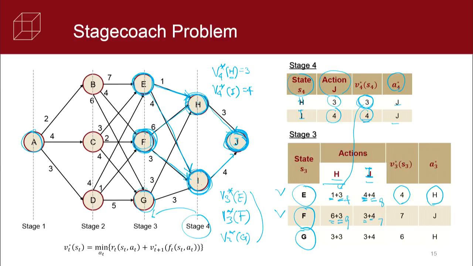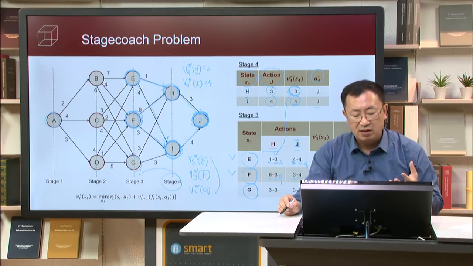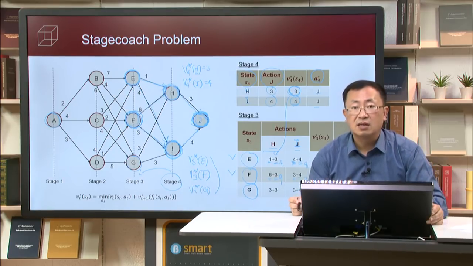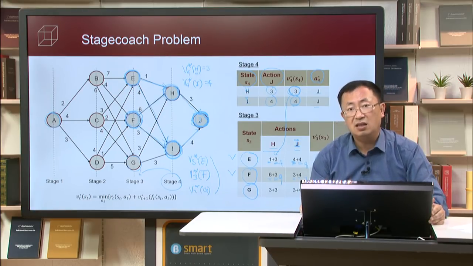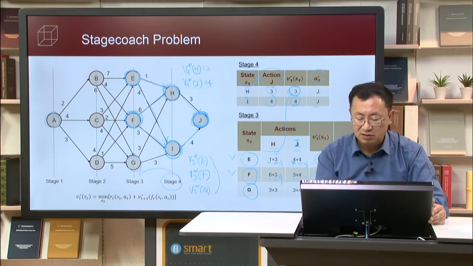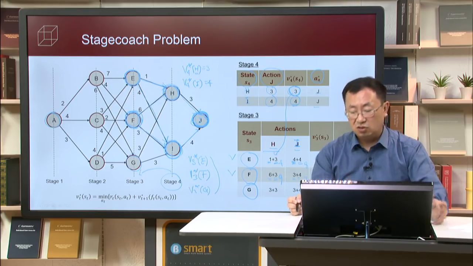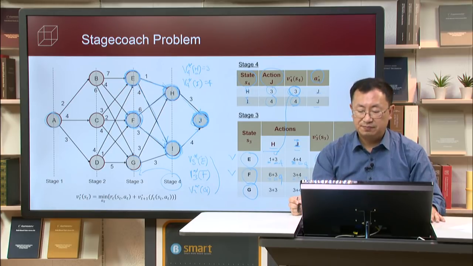So for given state F, if you choose H as an action, then the minimum total length from F to J is 9. And if you choose action I for the current state F, then the length of the shortest path must be equal to 7. And you'd like to choose the minimum one, so that is equal to 7. And the optimal action to choose for the current state F is I. You can do the same thing for G as well.